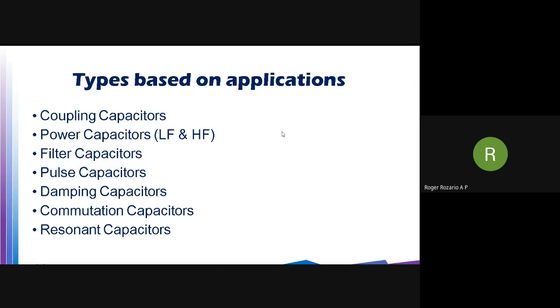On the last slide, there are different types of capacitors depending on the applications. So there are coupling capacitors, which couple the voltage or transfer the voltage between two circuits. There are power capacitors, low frequency and high frequency. For low frequency applications and high frequency applications, you can go for power capacitors. There are filter capacitors to smooth out the output voltage, like in the case of a half wave rectifier or full wave rectifier.